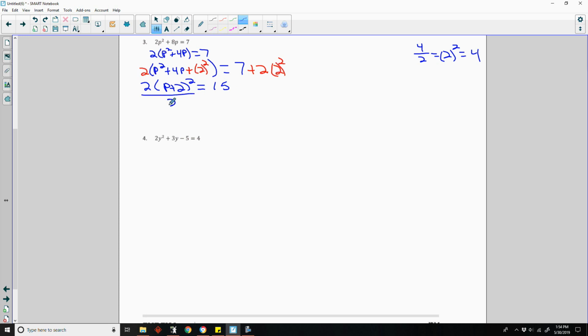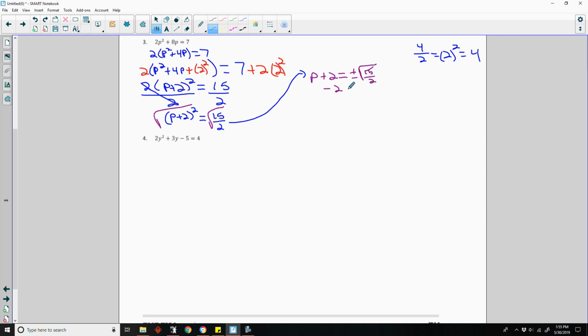I'm going to divide both sides by 2. This is going to cancel these 2's, and I get p plus 2 quantity squared equals 15 over 2. Okay. Move over to here to finish this. I'm going to take the square root of both of these, and I'm going to get p plus 2 equals, plus or minus, the square root of 15 over 2.